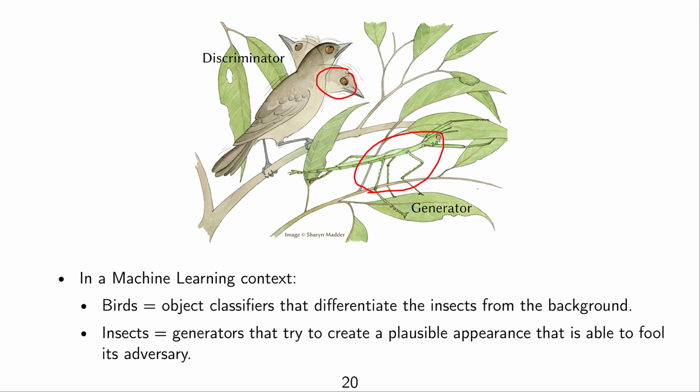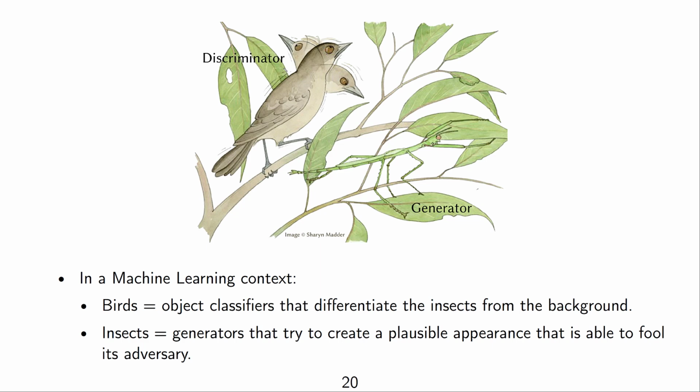What we have here is an adversarial game. We just call it game in the sense of game theory, where we have a generator that would be the insect trying to develop a camouflage pattern, and a discriminator, that is the bird, trying to distinguish the insect from the background, or in this particular case, from other leaves.